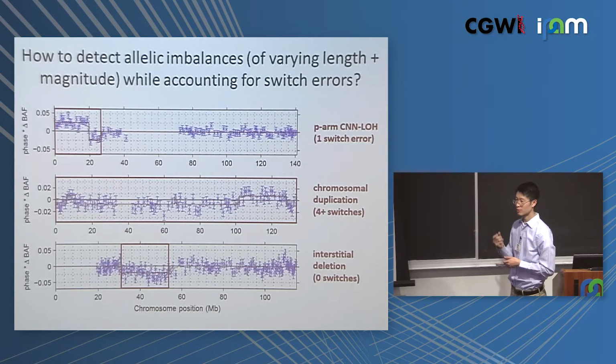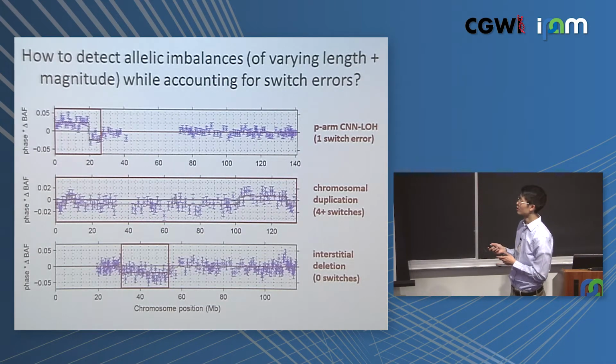So I'll tell you a little bit about the methodology of how we go about detecting these kinds of events. In this slide, I've given you a picture of a couple of examples of events that we want to detect, just to give you the vocabulary of what we're looking for.